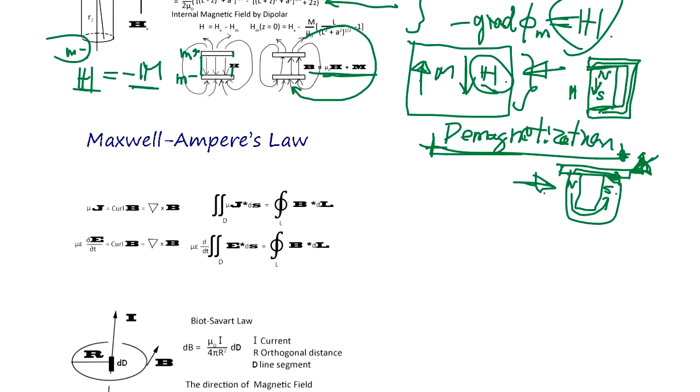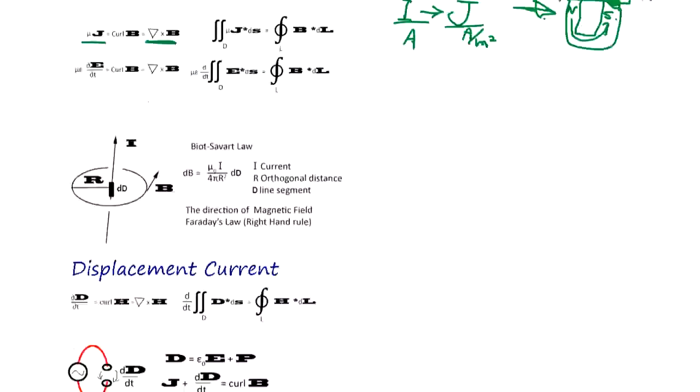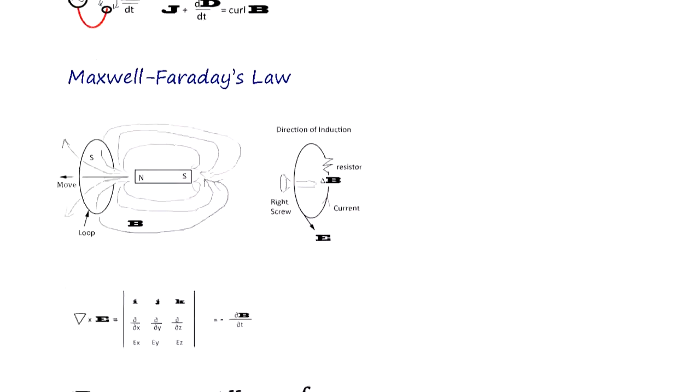So there's another way to generate the magnetic field, which is the current. The current density convention is I is the current, J is the current density, which means amps per square meter. This is amps. Current generates a magnetic field. So how is it generated?